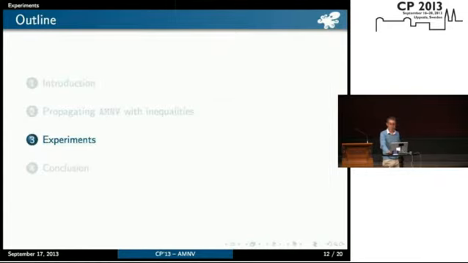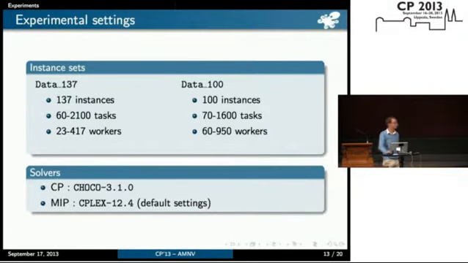And we'll now move on to some experiments we made. So we consider two data sets. The first one is from the literature, and the second one we introduced for benchmark purpose. So they have quite large instances, up to 2,000 tasks. And we used Choco 3 for CP experiments and Cplex 12.4 for MIP experiments with default settings.